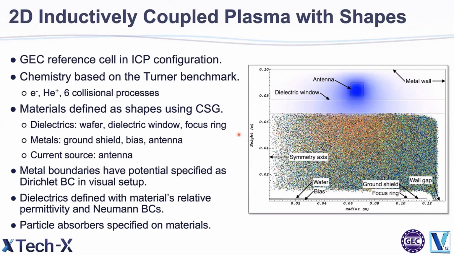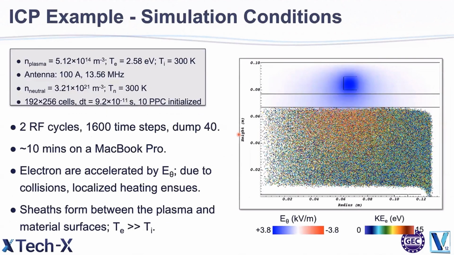And all of this example is available through the visual setup of VSim, and it's something that you can run on your laptop. For example, we set the plasma initial density to 5 times 10 to the 14th per meter cubed, electron initial temperature of 2.5 eV with ion temperature of 300 Kelvin. You have a 100 amp current put through this antenna at 100 millitorr. And with 10 particles per cell initialized, we run 2 RF cycles in about 10 minutes on a MacBook Pro. And that's 800 time steps per RF cycle.